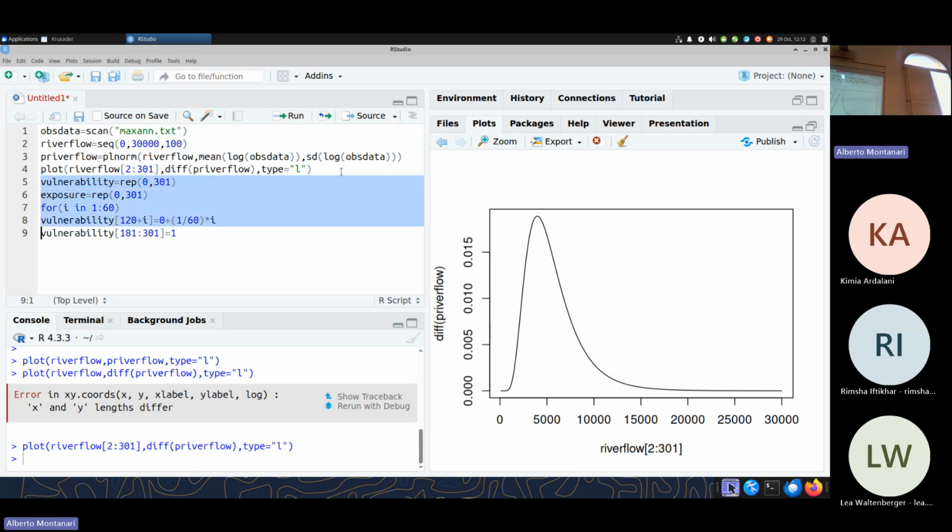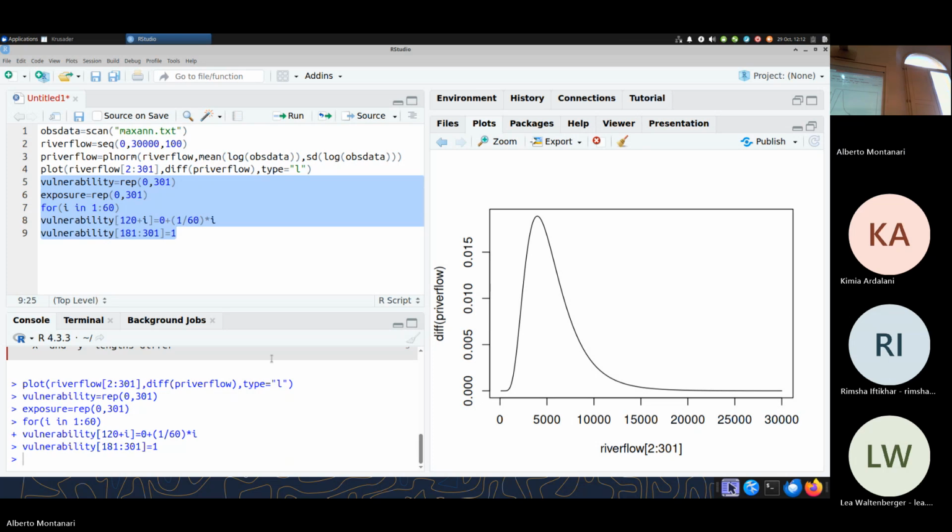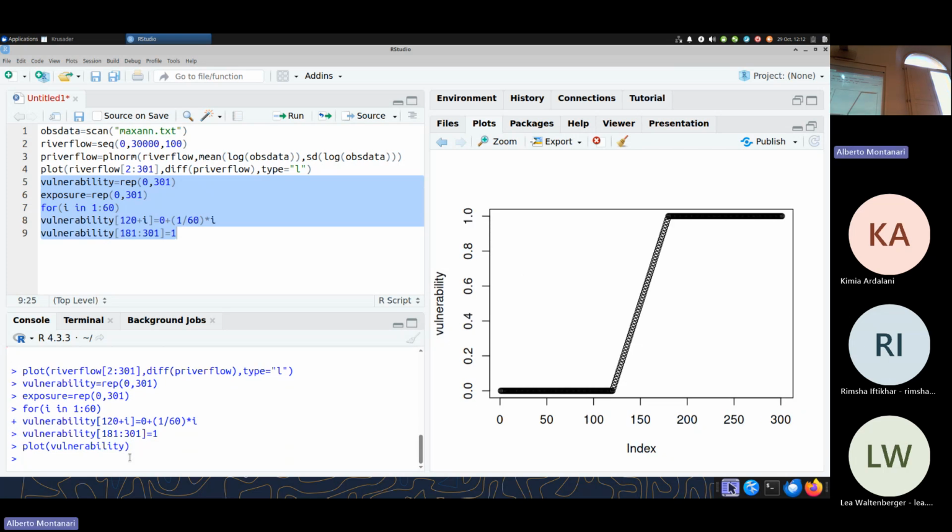So I select these 5 lines and I run it. So no errors. Let's try to make the plot of vulnerability. I think what we can do is plot just vulnerability. Yes, it is good. You see, from 120 to 180, it is fine.